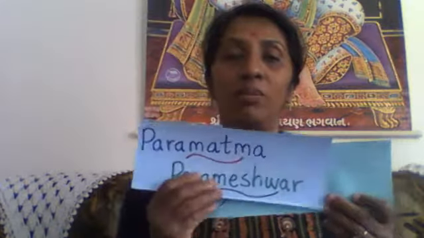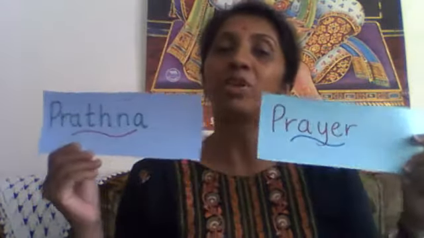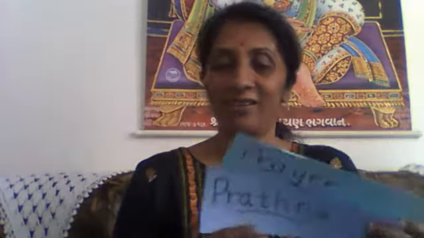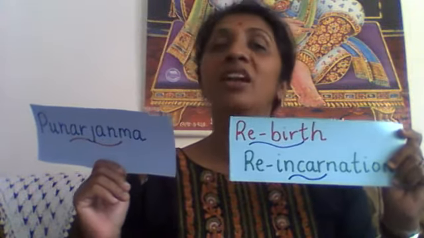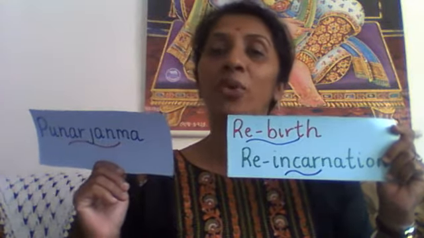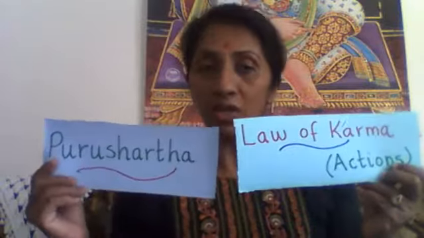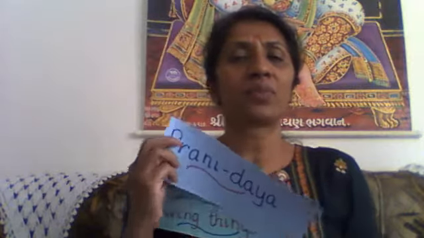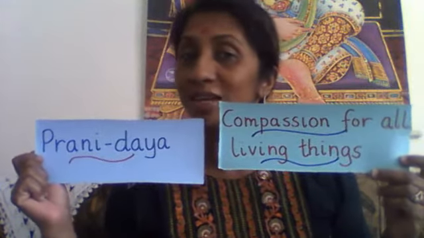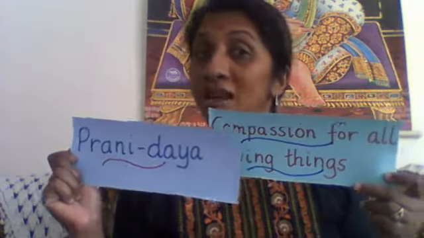So let us look at all the 5 principles of Dharma. First one is Paramatma. What does it mean? Yes, God. Then we have got Pratna. What does it mean? Yes, prayer. Then we have got Punar Janma. What does it mean? Rebirth or reincarnation. Then we have got Purushartha, which is law of karma or law of action. And the last one is Pranidaya. What does it mean? Compassion to all living things, how to be nice to all living things.